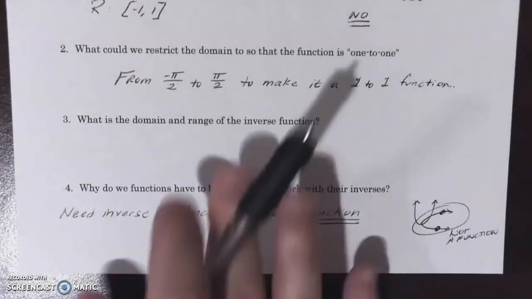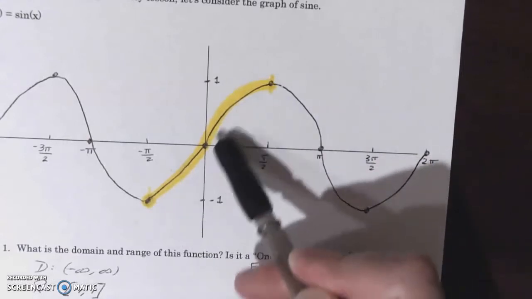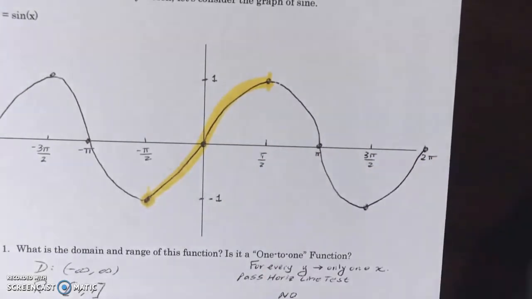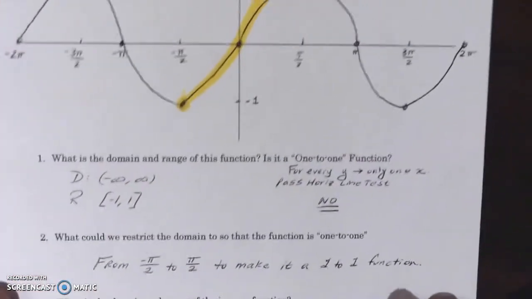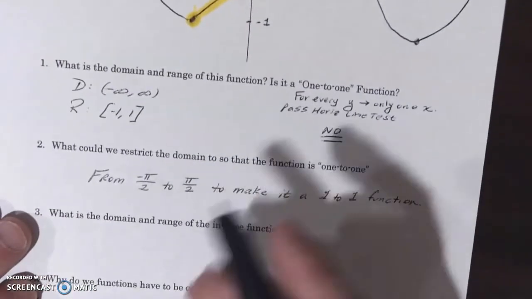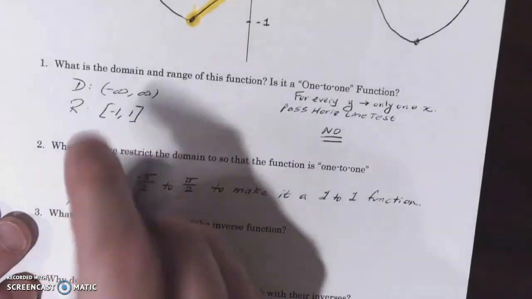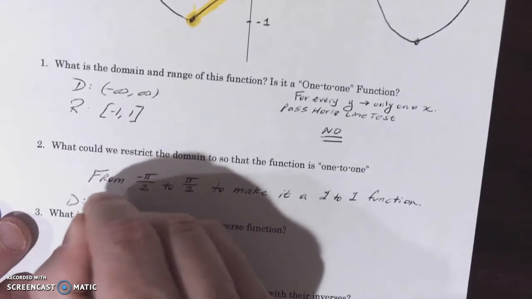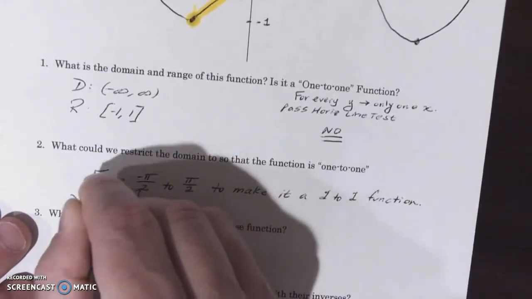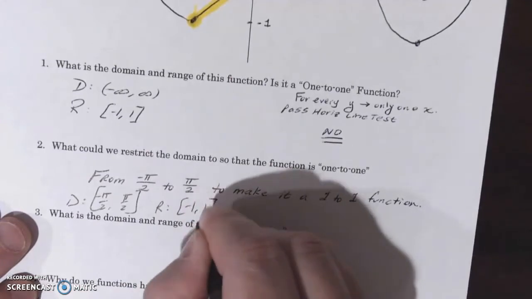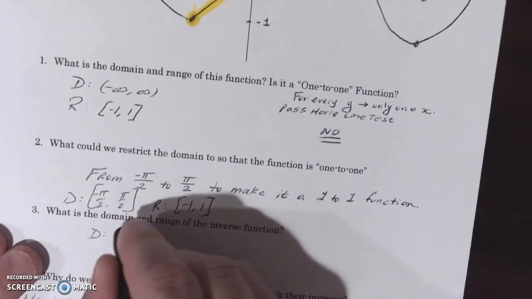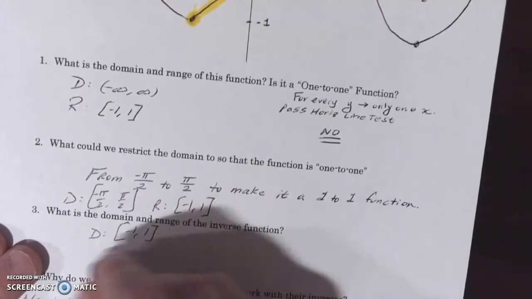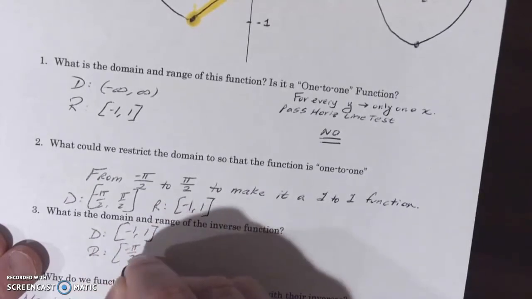And the reason we need to have one-to-one functions to consider inverses is so that the inverse is actually a function and we can deal with it. We know what we're dealing with here. What is the domain and range of the inverse function with this restricted domain? Well, our new domain for our restricted piece is negative pi over 2 to pi over 2, and our range is still negative 1 to 1. Well, if we switch x's and y's for inverses, then the domain of our inverse function would be negative 1 to 1, and our range negative pi over 2 to pi over 2.